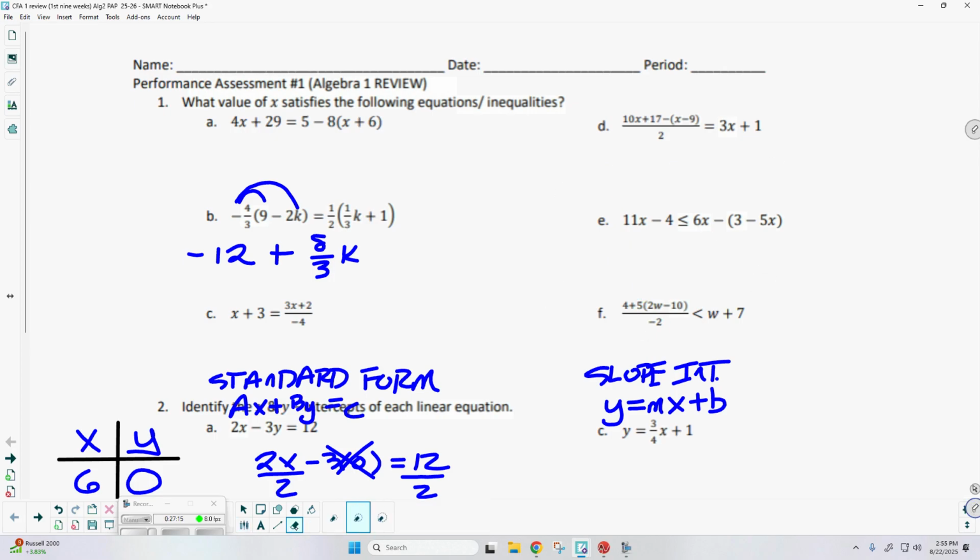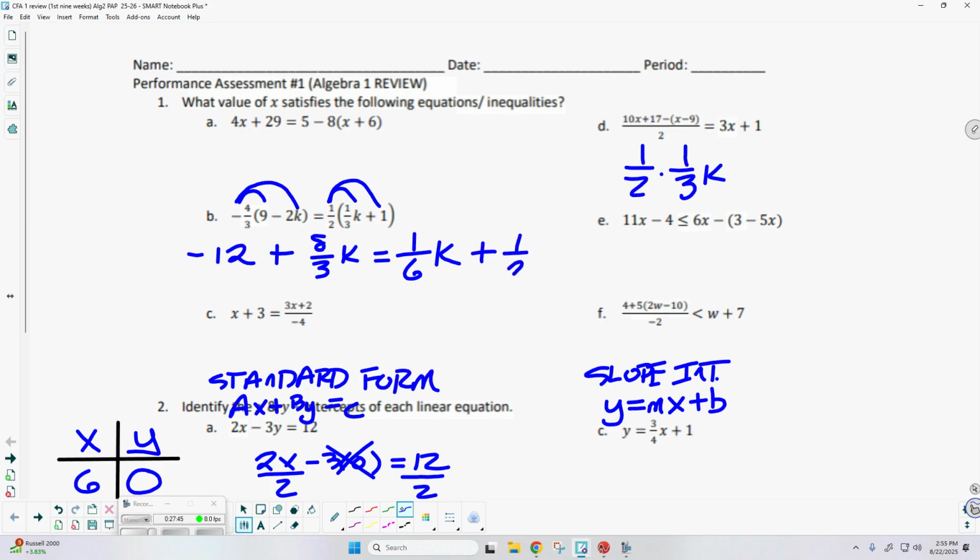All right. Well, let's try the other side. Now here, what am I going to have to distribute? Okay, 1/2. So I'm first going to have to multiply 1/2 times 1/3 k. Remember, to multiply fractions, it's straight across. So what's 1/2 times 1/3? That would be 1/6. And then don't forget about the k. And then what about 1/2 times 1? Okay, plus 1/2.